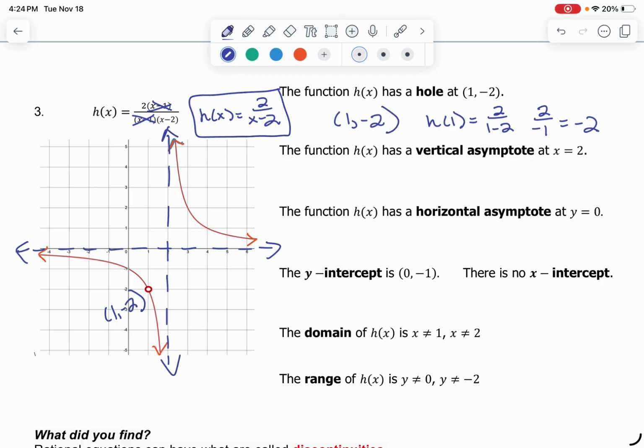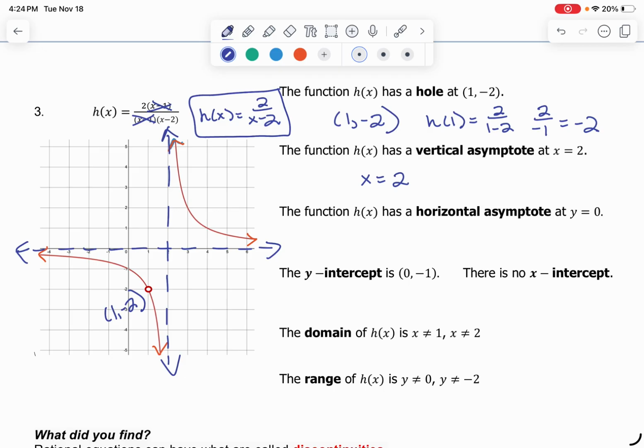Now, even though I took out that hole, I still have an issue on the bottom. So the x minus 2 is still a problem. That is not a removable discontinuity. I can't get rid of it. So that is a vertical asymptote. So the vertical asymptote is found from the simplified form of the function. If you can't remove it, it's a vertical asymptote, okay?